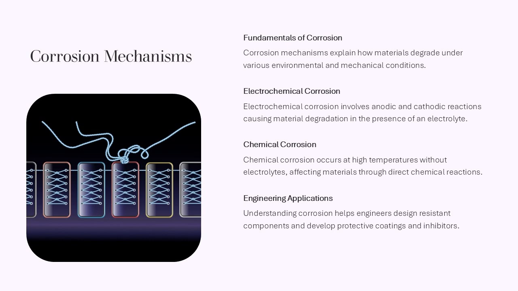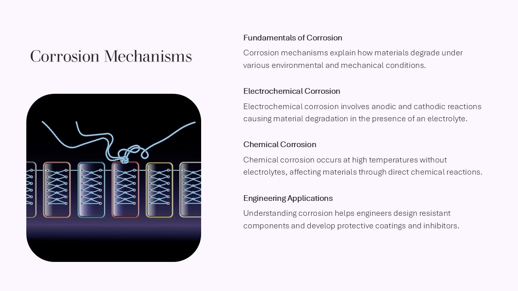Electrochemical corrosion involves anodic and cathodic reactions, while chemical corrosion may occur at high temperatures without the presence of an electrolyte. Factors such as material composition, microstructure, surface condition, and environmental variables all influence corrosion behavior. Engineers must understand these mechanisms to select appropriate test methods and interpret results accurately.